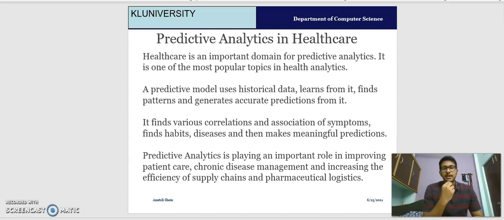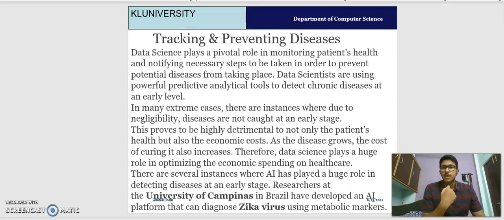Predictive analysis is playing an important role in improving patient care, chronic disease management, and also increasing the effectiveness of supply chain and pharmacy logistics. Because it is a wide range, spread throughout the world, and all the future depends upon artificial intelligence and these data science concepts, right?